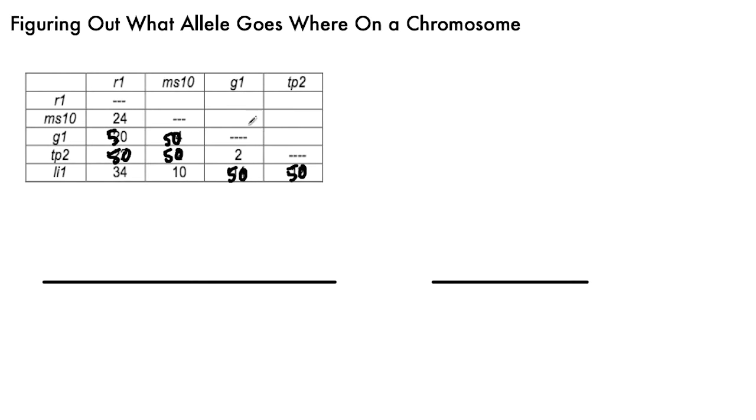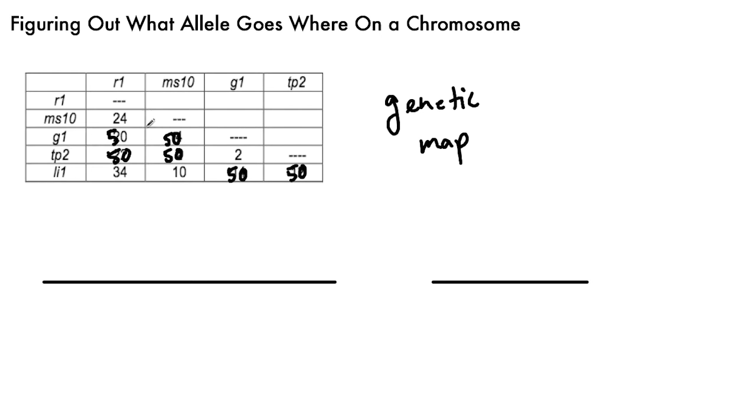Alright, so now we're going to try to figure out what allele goes where on a chromosome. And you'll notice here we have something called a genetic map. What a genetic map basically does is show where each allele is on each chromosome. An important distinction to make here is that all of these are 50s. I kind of modified this chart a little bit.